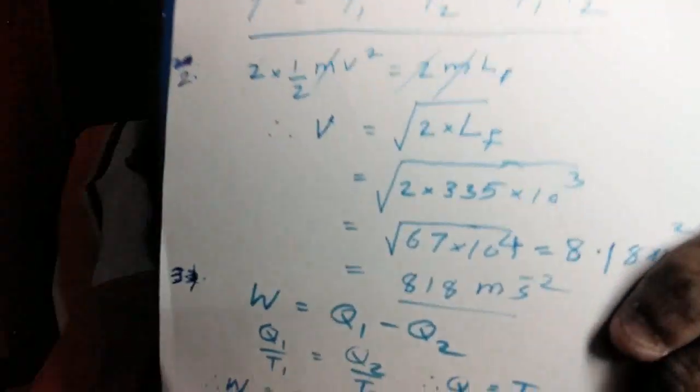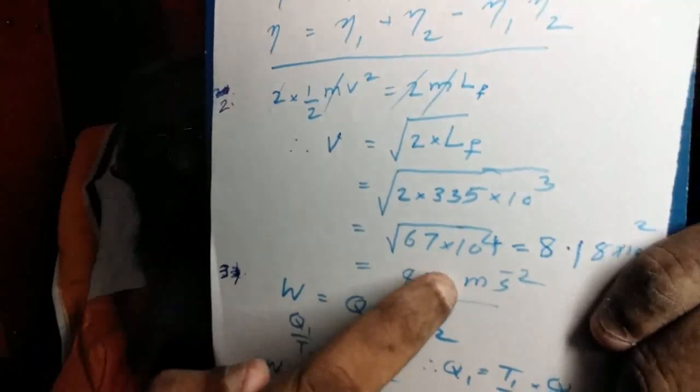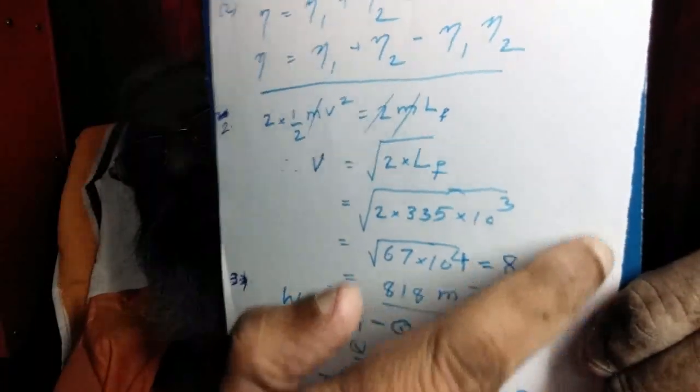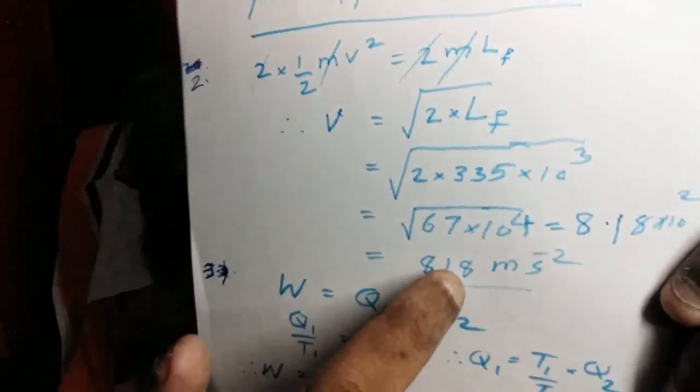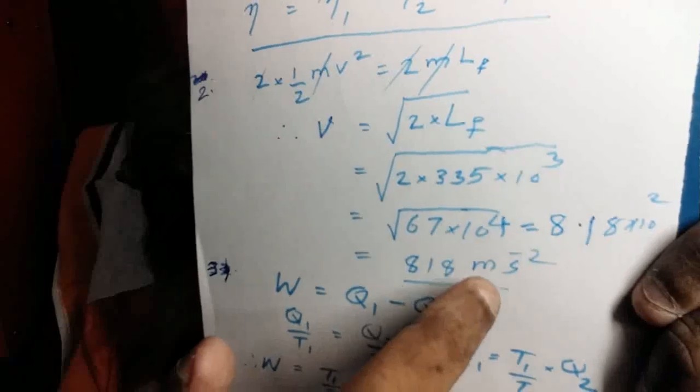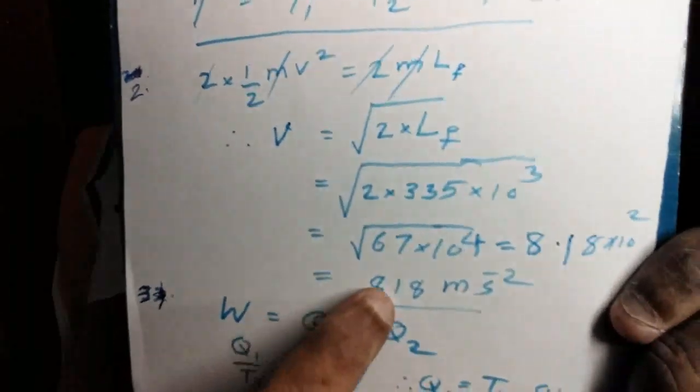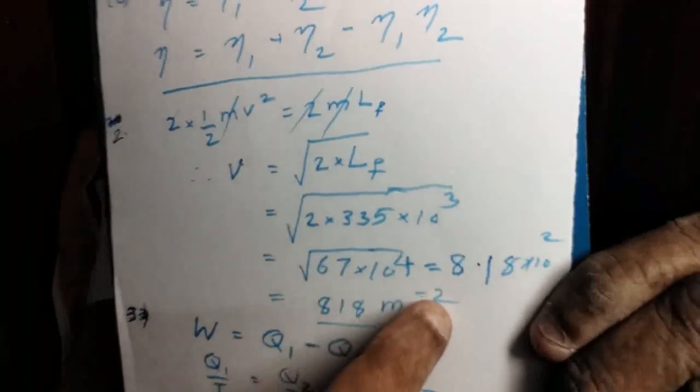We can find out the value by mental calculation. If the exam is entrance exam, by looking at the choices, you can find out the answer with the help of your mental calculations. So this is nearly 8.18 into 10 raised to 2, or 818 meter per second. That is the initial speed of each block.